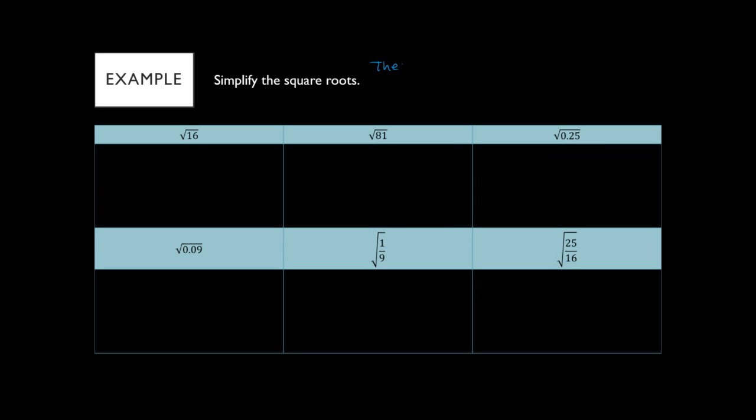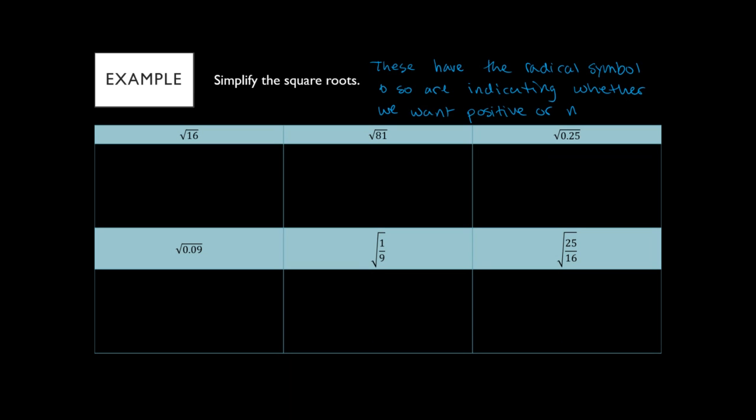These have the radical symbol, and so are indicating whether we want positive or negative. All of these don't have the negative sign in front, so we're going to use the positive for all of these because we don't see any negative signs.